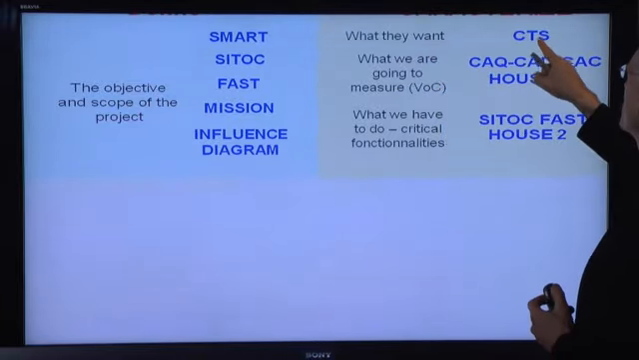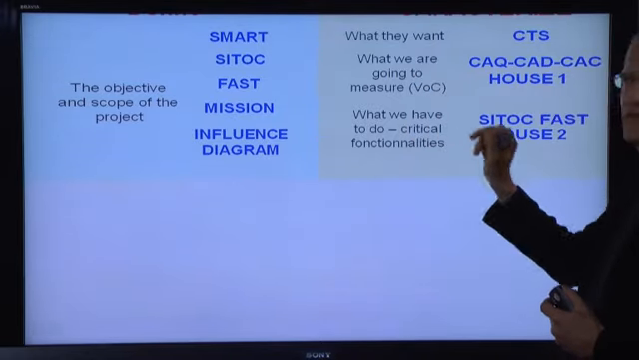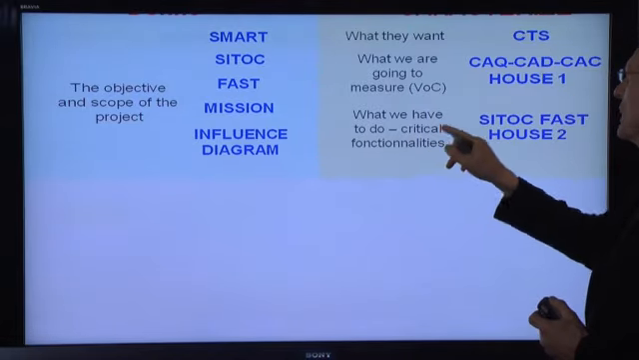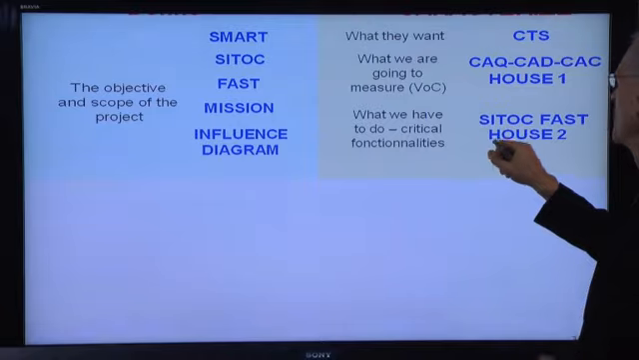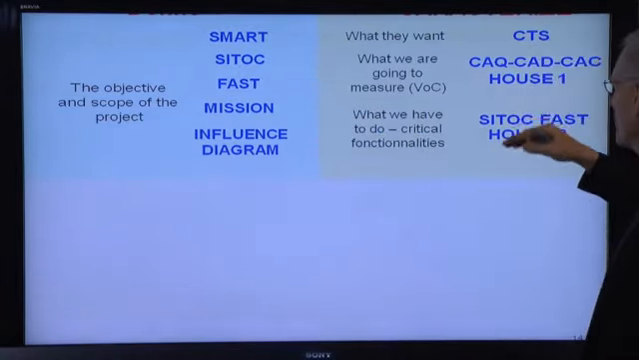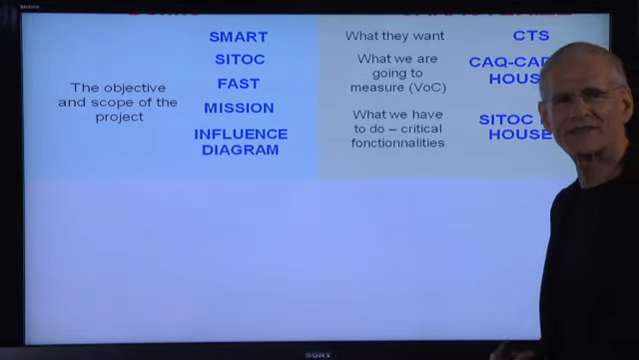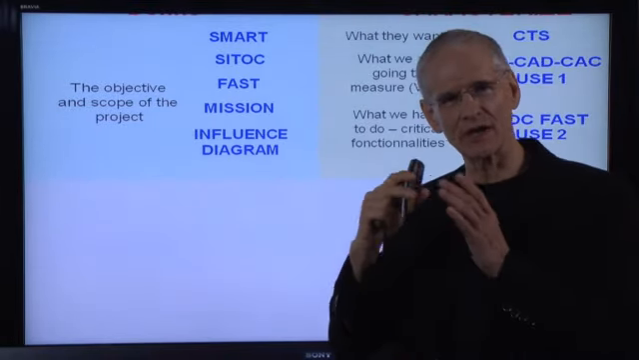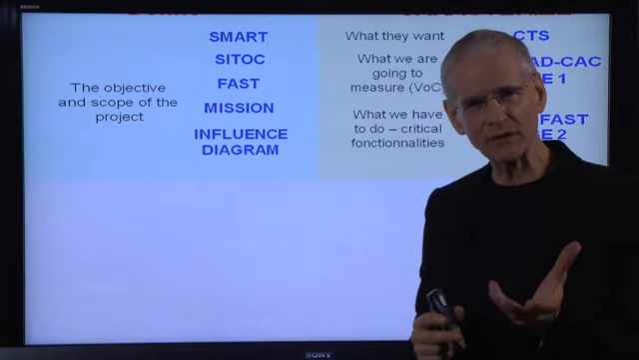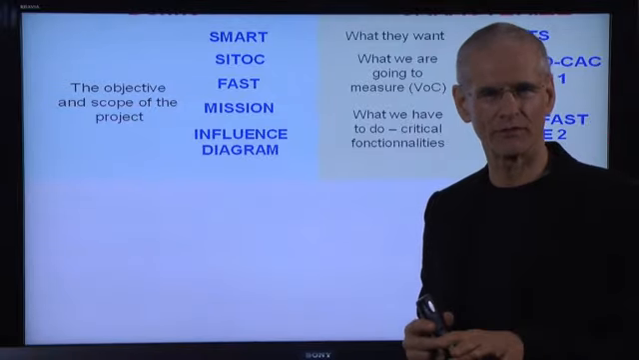Who are the customers? What do they want? What are we going to measure, and what are the target values, the measurement system, voice of customer? What do we have to do, and what are the critical functionalities? You see the SIPOC and the FAST diagram already presented here are reviewed at this point. And house of quality is used. It sounds more complicated than it is. They are really correlation matrices that help us separate the vital few metrics from the trivial many, the vital few processes from the trivial many again.